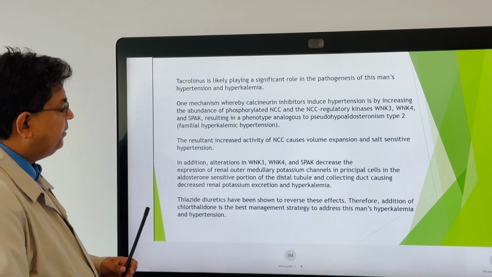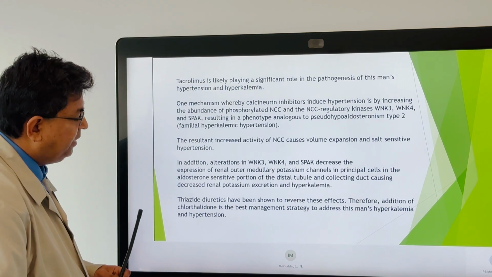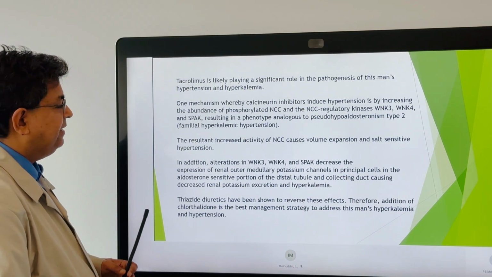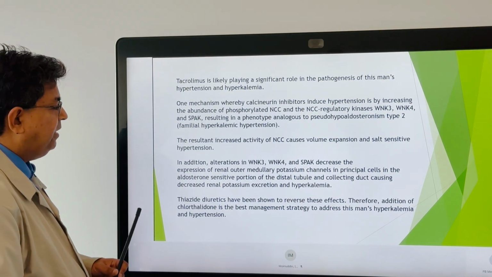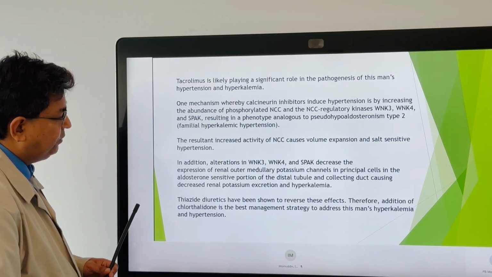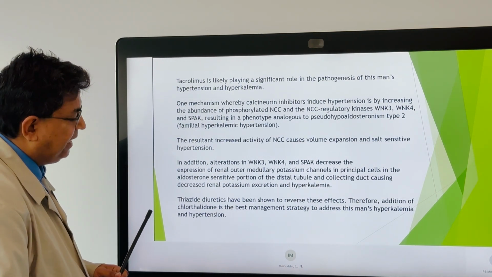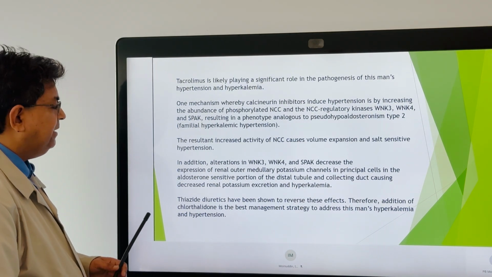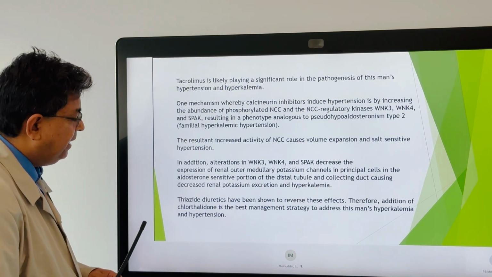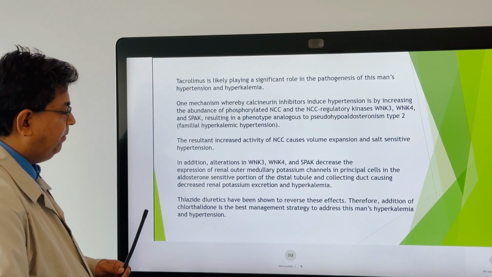The resultant increased activity of the sodium chloride cotransporter causes volume expansion and salt-sensitive hypertension. In addition, alterations in the WNK kinases and SPAK decrease the expression of renal outer medullary potassium channels in principal cells in the aldosterone-sensitive portion of the distal tubule and collecting duct, causing decreased renal potassium excretion and hyperkalemia. Thiazide diuretics have been shown to reverse these effects. Therefore, addition of chlorthalidone is the best management strategy to address this man's hyperkalemia and hypertension.